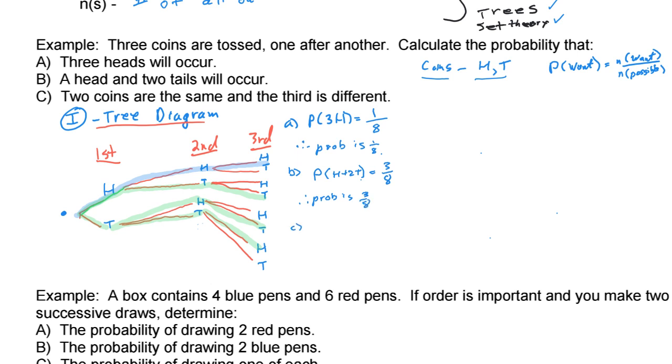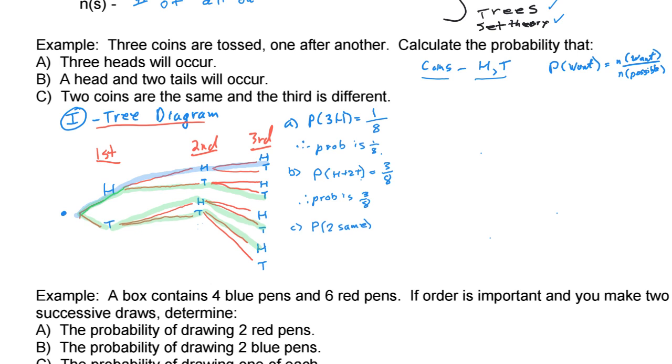So now here's C. When we do this next one, it says the probability that 2 coins are the same and the third is different. So I'm going to use the black marker this time to kind of match that. What we need is to go through all the possibilities of having the probability of 2 of the coins being the same.